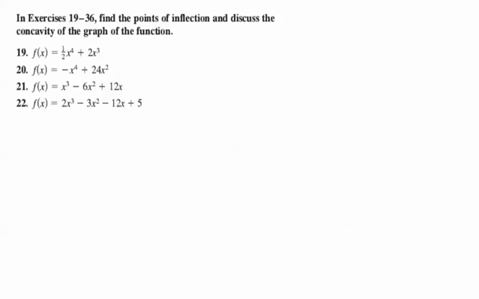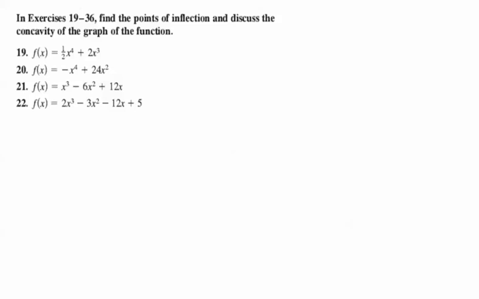In this video, we'll begin a new section of exercises from 19 through 36, where we want to find points of inflection and discuss the concavity of the graph of the function. You recall that a point of inflection is simply a point on a graph where concavity changes from up to down or from down to up. And we find that by finding where the second derivative changes sign. That's all we're really looking for.